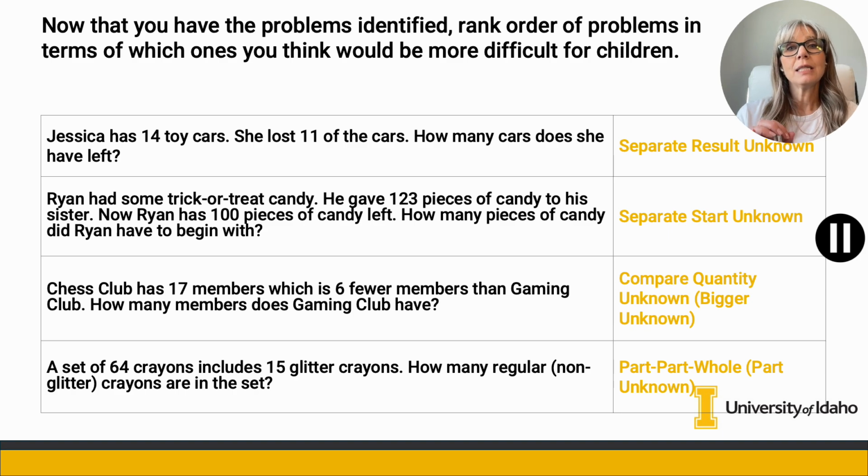Pause here and see if you can take a minute. Try to rank them in the order in terms of difficulty. What do you think would be the more difficult ones for students to try and why?